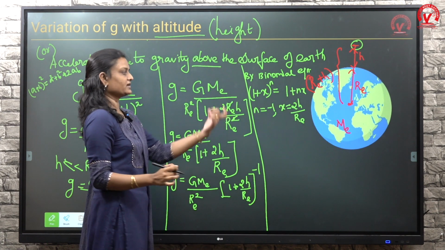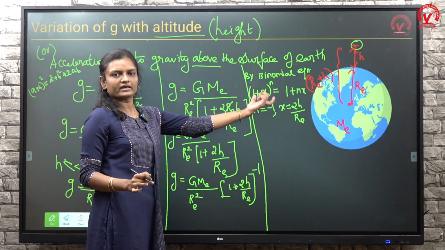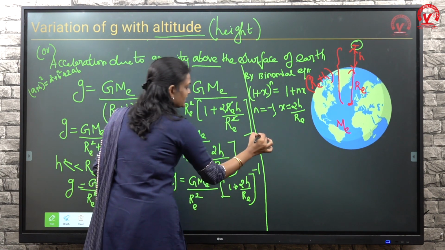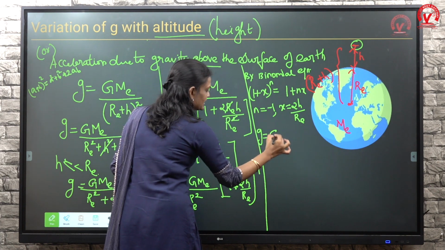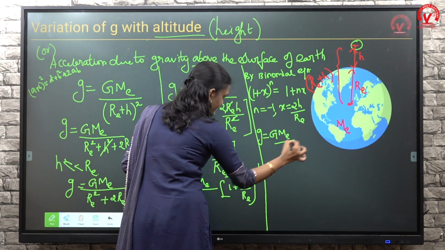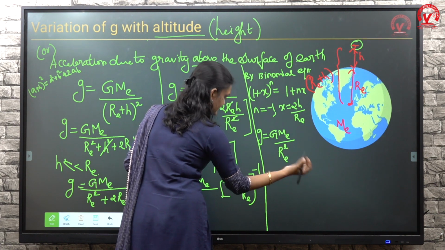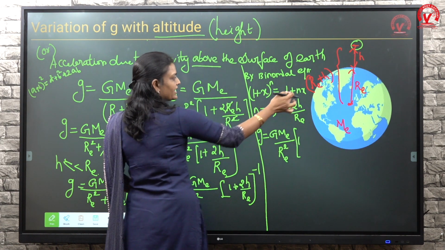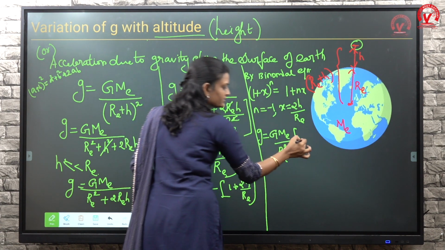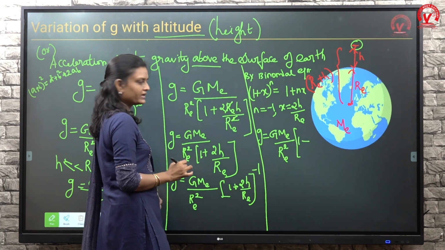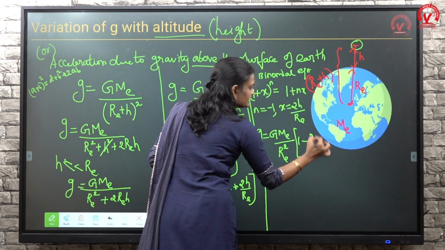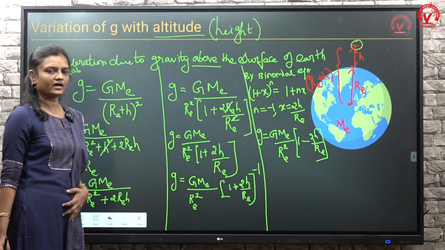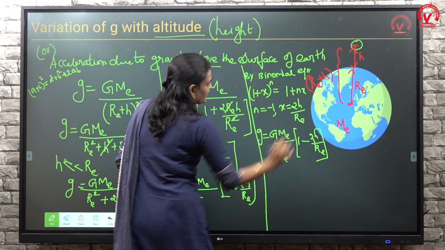Now we substitute in this expression. This is just a formula, a binomial expression, a mathematical expression. Now you substitute in this equation: g is equal to GMe divided by Re square and 1 plus x. Here for n we are having minus 1, so I am going to put here a minus symbol, and x is 2h divided by Re. 2h divided by Re, okay.